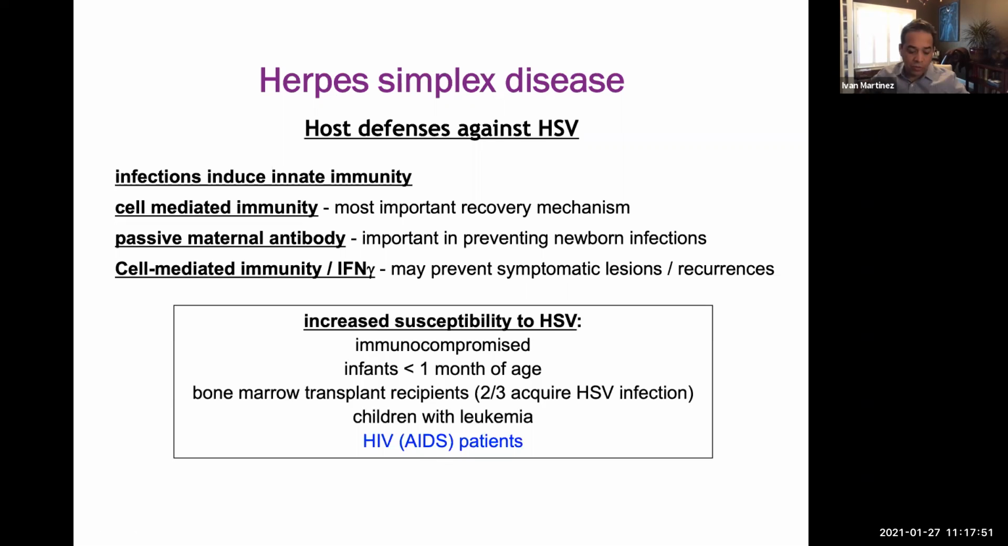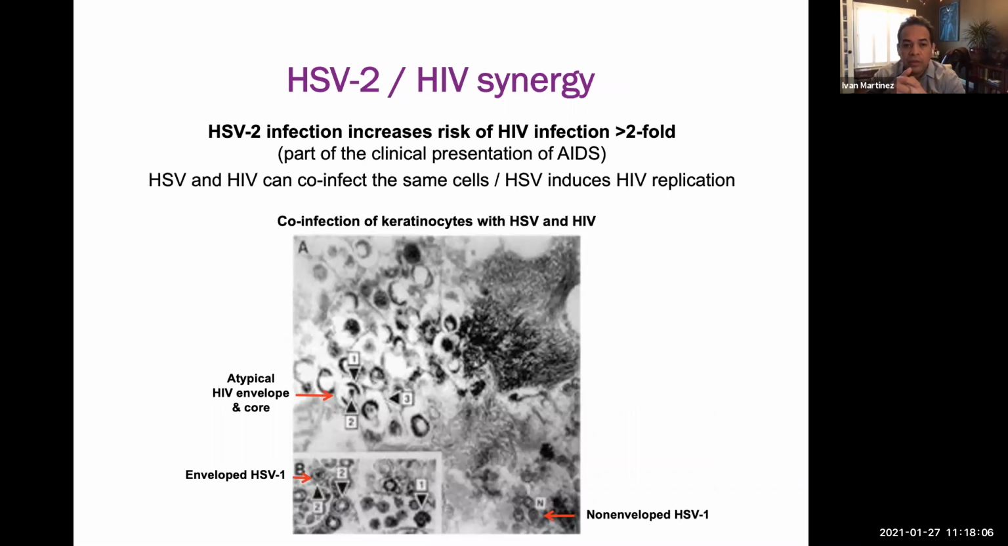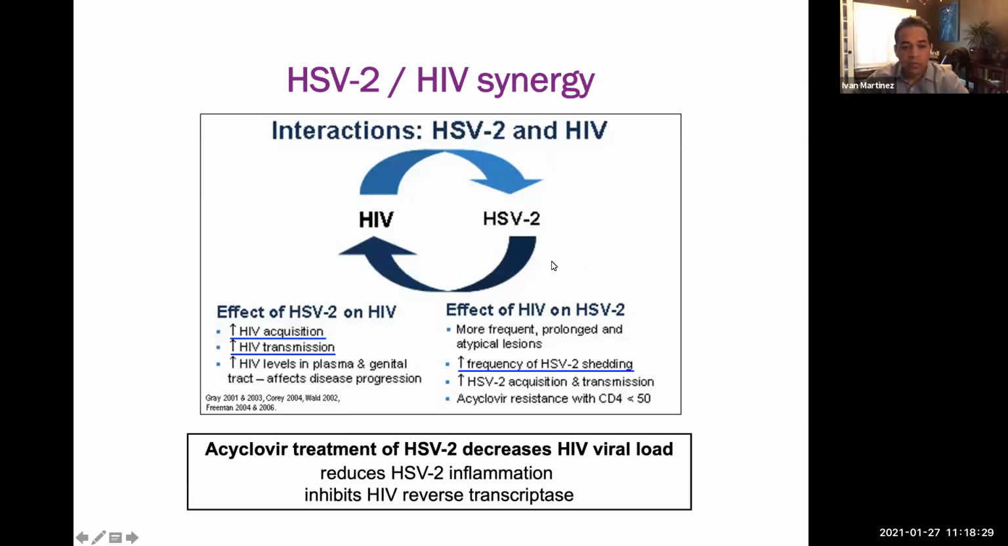Now, something with HIV I'm going to show you in a second is very interesting, because it looks like there are synergistic events between herpes viruses and HIV. When a patient has HIV, is HIV positive, and they get infected with HSV2, it looks like the HSV2 infection increases the risk of HIV infection even twofold. And HSV and HIV can co-infect the same cell. That has been shown, and that's actually very interesting, because the viruses kind of help each other.